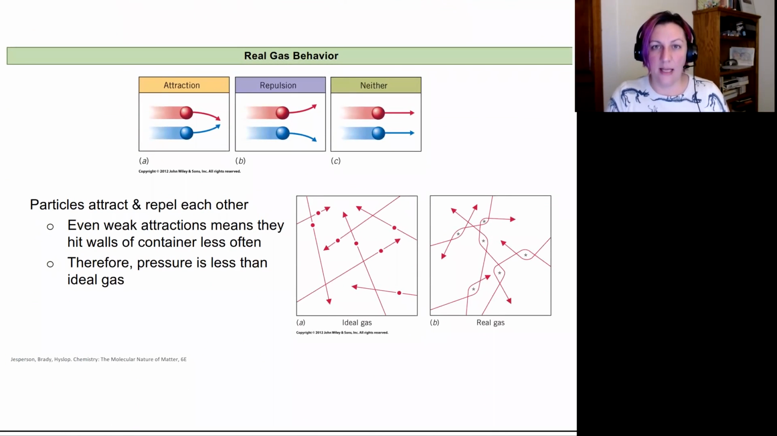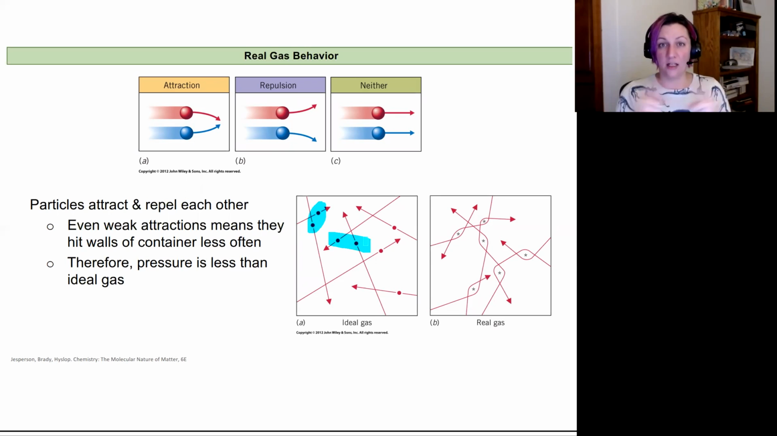So the other real gas behavior that we have to account for is attractions and repulsions between particles. Essentially, forces of attraction or repulsion that are intermolecular, meaning between molecules. And so what we see is that they can attract or repel, and even really weak attractions will mean that the mean free path of our particles will be affected. They'll change. So an ideal gas will just shoot around, right, in random directions, always going straight. But if two particles come close to each other, like right here, we'll actually see them either repel or attract one another.